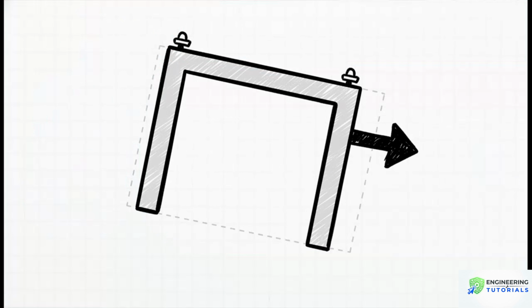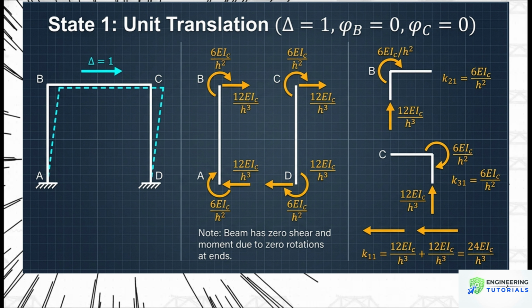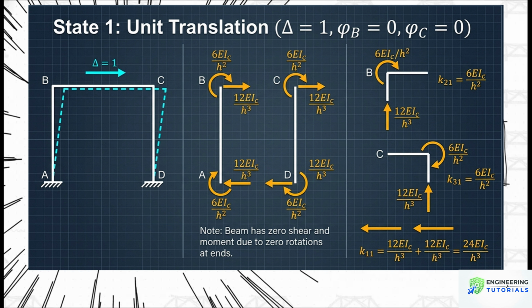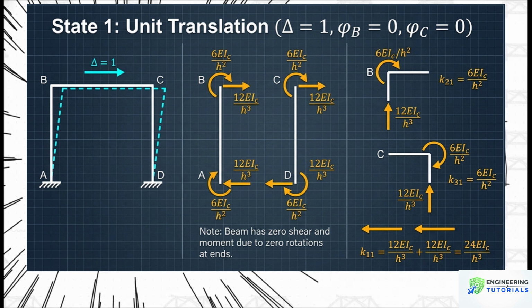Imagine this. What if we push the top of the frame sideways by exactly 1 unit? But, and this is the important part, we magically stop the corners from rotating at all. They have to stay at perfect 90-degree angles. So, what forces would it take to do that? And what's so cool about this slide is it shows us the answer. We use these free body diagrams, where you isolate a piece of the structure to see all the forces acting on it, and they let us calculate the internal forces needed to resist that 1 unit sway. The numbers we get from this, that's the entire first column of our stiffness matrix, just like that.